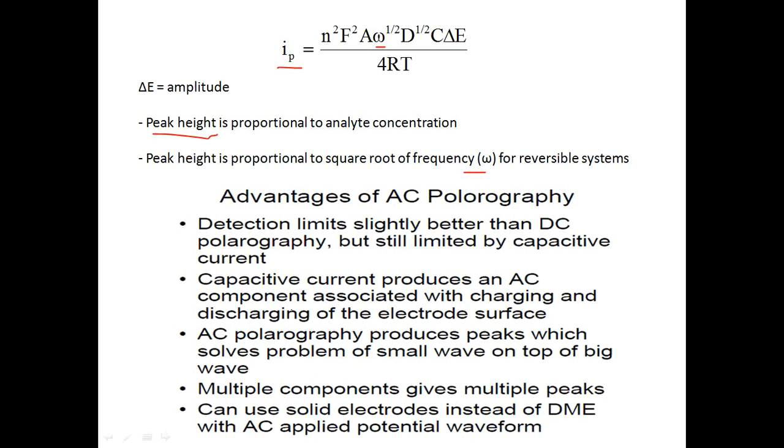give multiple peaks. Meaning if you have two or three electroactive species present, it will give different peaks for every electroactive species, because at its E half only one particular species will undergo reduction or oxidation, giving a current there, right? And another thing is it can also be applied on solid electrodes. This AC potential can also be applied there.